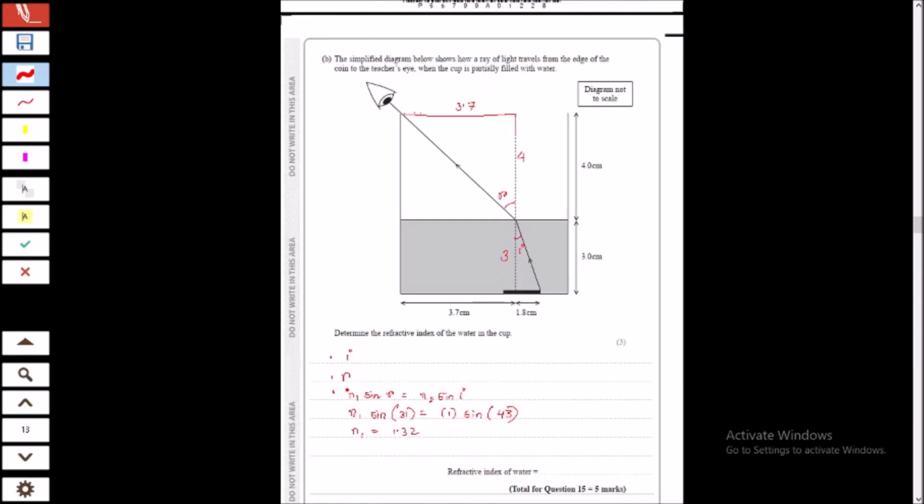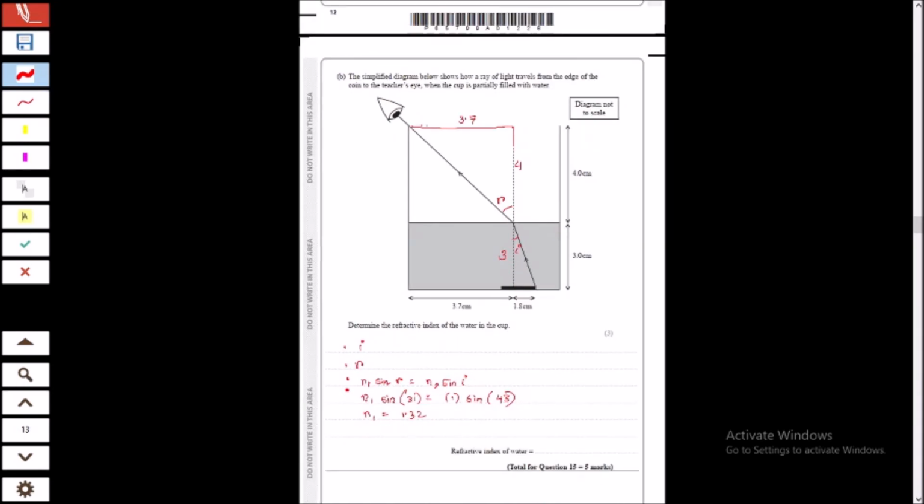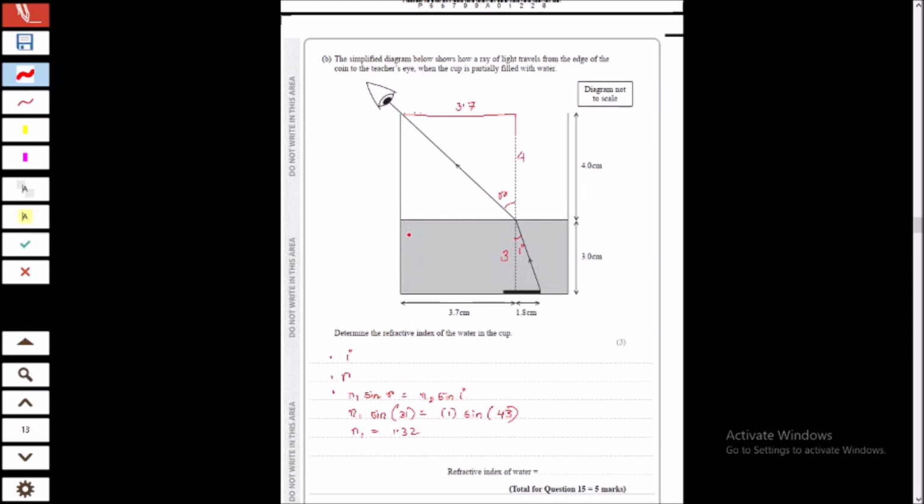Here we have to calculate the refractive index of this material, basically the refractive index of water. First of all, we have to calculate the angle I. How does that happen? We know that this much is 1.8, and this much is 3. So tan I is equal to 1.8 divided by 3. From there we get the value of I, which is equal to 43 degrees. Similarly, we can get the value of R: this much is 4 and this much is 3.7. Tan R is equal to 3.7 divided by 4. We get the value of R to be 31 degrees. Then we apply this equation and we get the refractive index of water to be 1.32. Write your answer here.